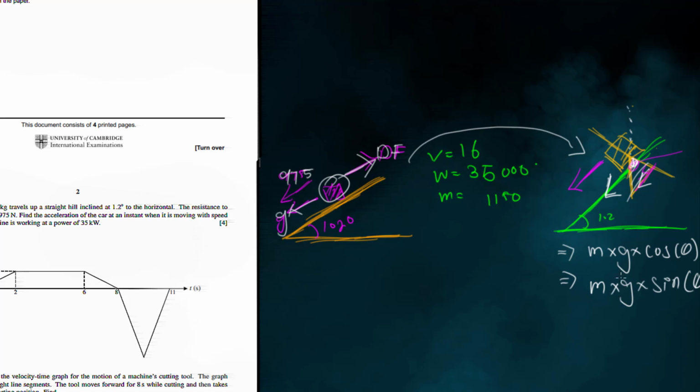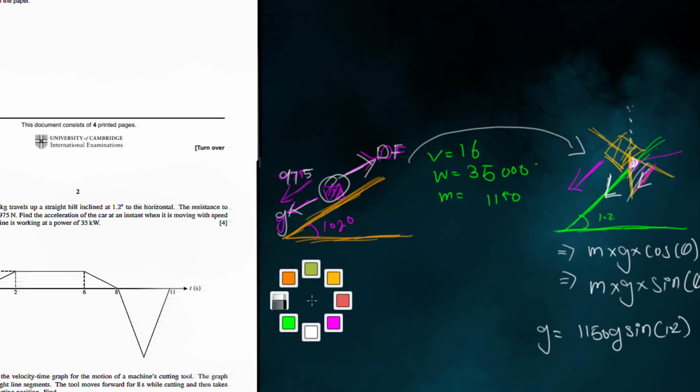So in this case we want to find the force of gravity pulling the object down the slope, which would be mass, which is 1150, multiplied by gravity, let's just call it g, or you can just write 10, multiplied by sine theta. Theta over here is 1.2. So now with this we can draw our equation.